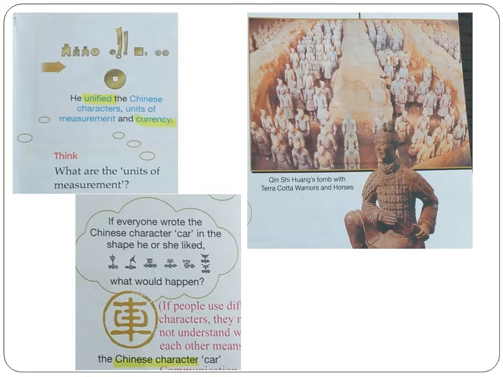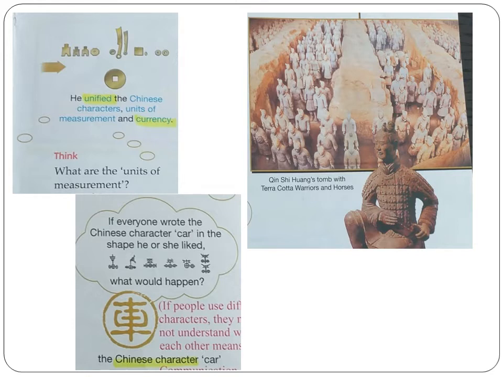That's one thing he did. And he also unified Chinese characters. Okay, here in the picture below, if you see, the Chinese character for car is written in different shapes. Now, what would happen if each and every one of you were writing different Chinese characters? It'll be very difficult for people to read and understand what each other means, right? Communication will not be effective.